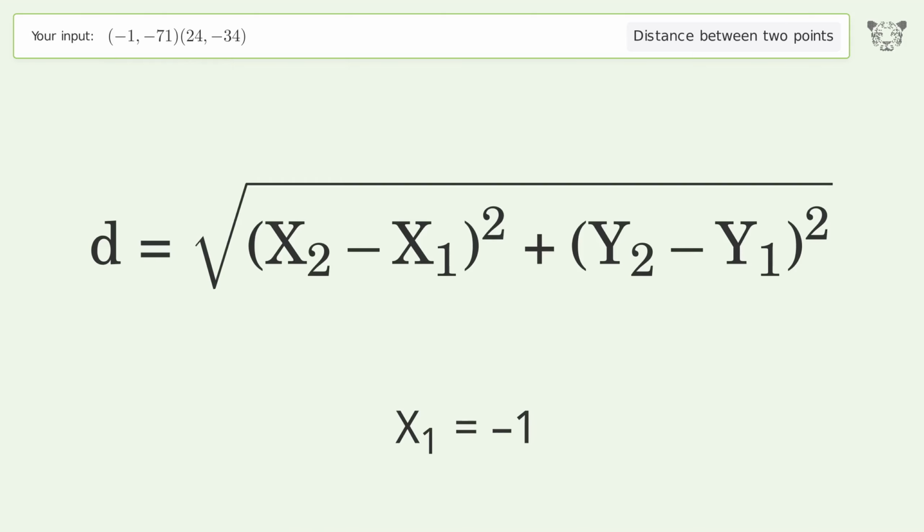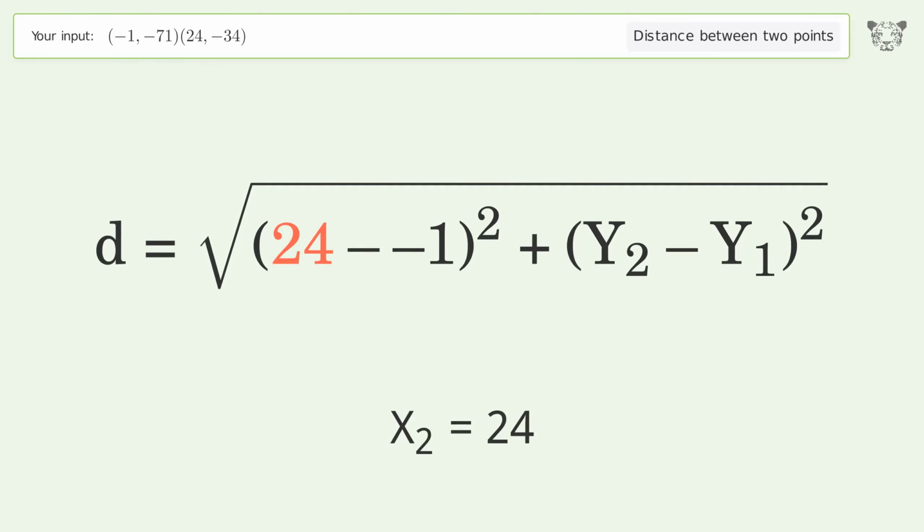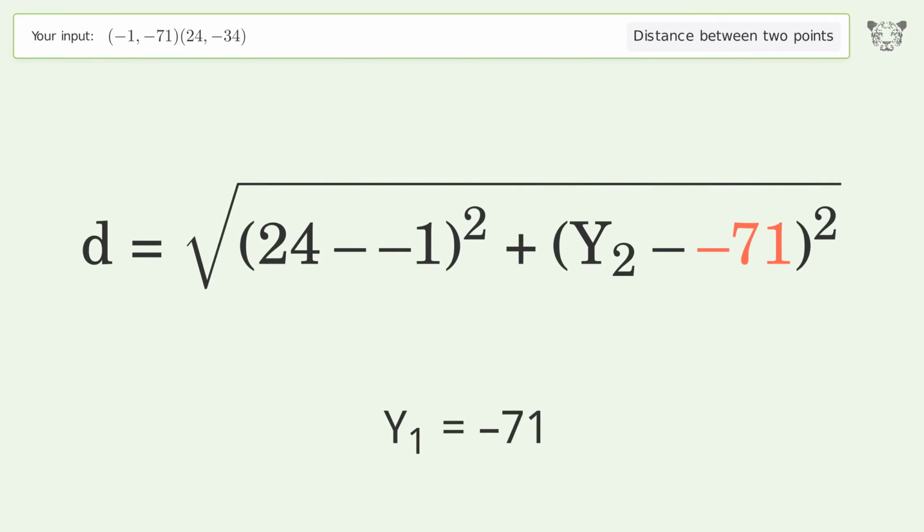x1 equals -1. x2 equals 24. y1 equals -71. y2 equals -34.